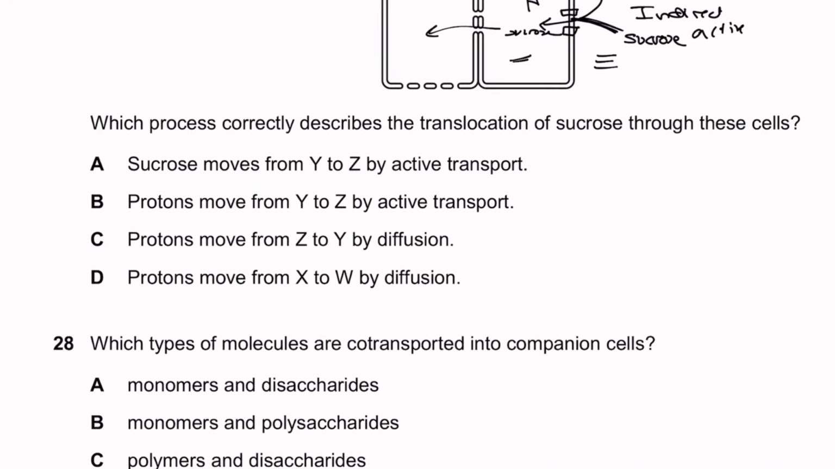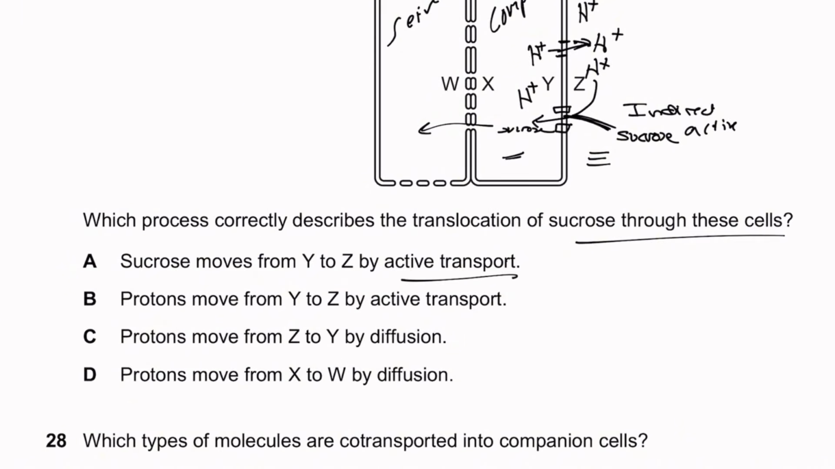Which process correctly describes the translocation of sucrose through these cells? Sucrose moves from Y to Z by active transport. No, it does not move in this direction. Protons move from Y to Z by active transport. That is true. Protons move from Z to Y by diffusion. By facilitated diffusion, and I don't think they went into specifics here. Protons move from X to W by diffusion. Protons do not move from X to W by diffusion, so it's definitely B.